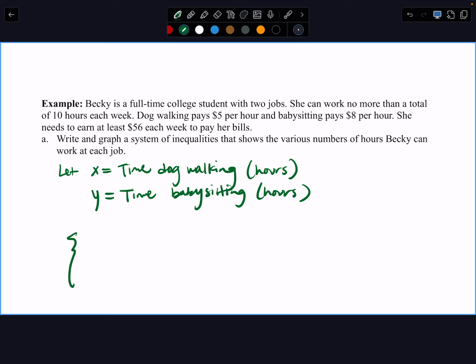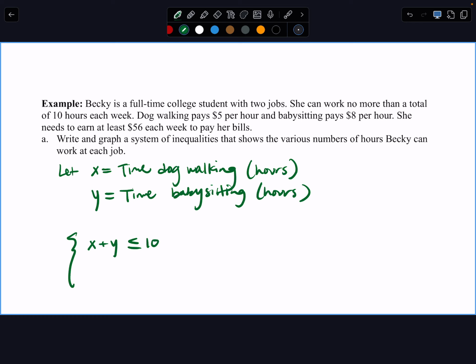Okay. So she can work no more than a total of 10 hours each week. So what's an inequality that we could come up with that would represent that statement? Yeah, Ellie. X plus Y is less than or equal to 10. Yeah, because she can work a total of 10 hours. She just can't work any more than 10 hours. So the amount of time dog walking plus the amount of time babysitting should total no more than 10.